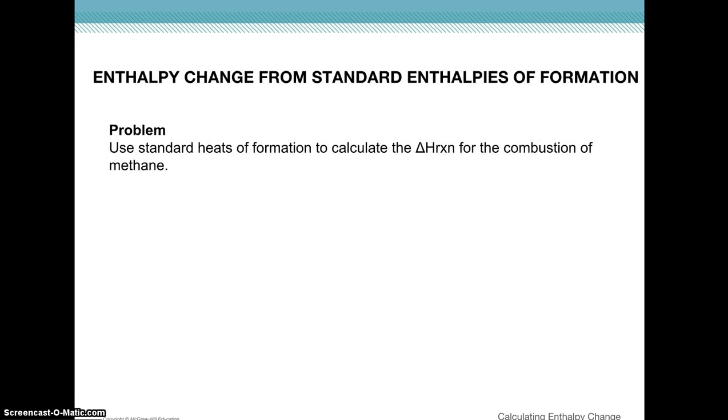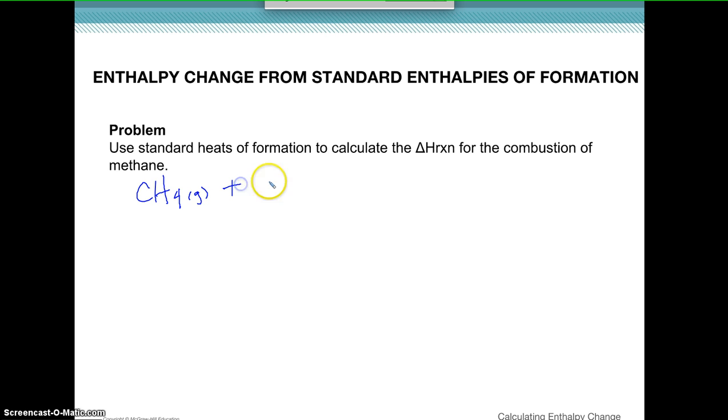All right, so let's take a look at our example. Use standard heats of formation to calculate the delta H of reaction for the combustion of methane. Okay, so the first thing we need to do is write our balanced equation so we know what the reactants and the products are. So when we talk about combustion, if you remember, combustion is something plus O2. Methane in this case is CH4 gas, and we need to know the state because that is going to help us figure out the heat of formation. Plus oxygen gas yields carbon dioxide gas and water vapor.